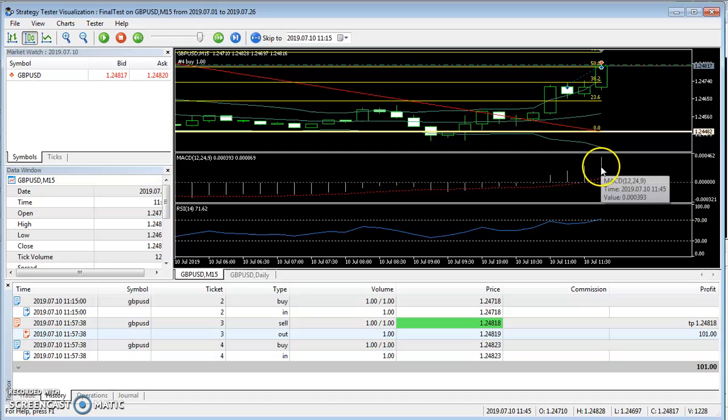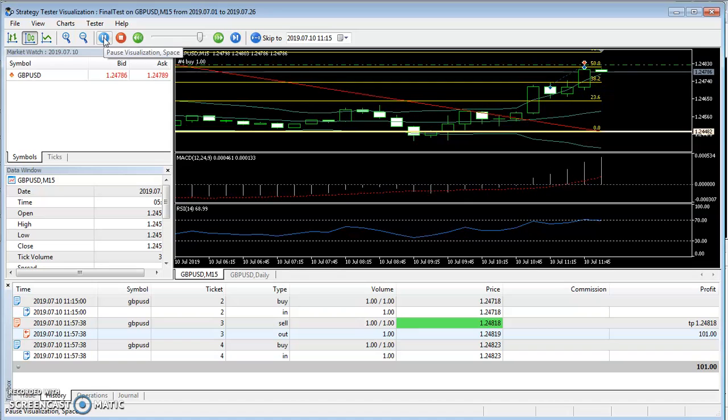We can see the MACD is still above the zero baseline. The RSI is very strong, breaking through the 70 line, indicating a good signal to open a trade. And it opens the trade as soon as the candlestick breaks through the upper bound as well. So continue, see how it ends up.